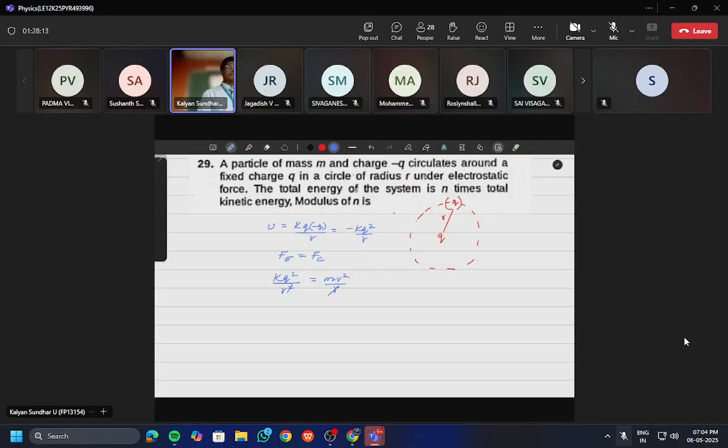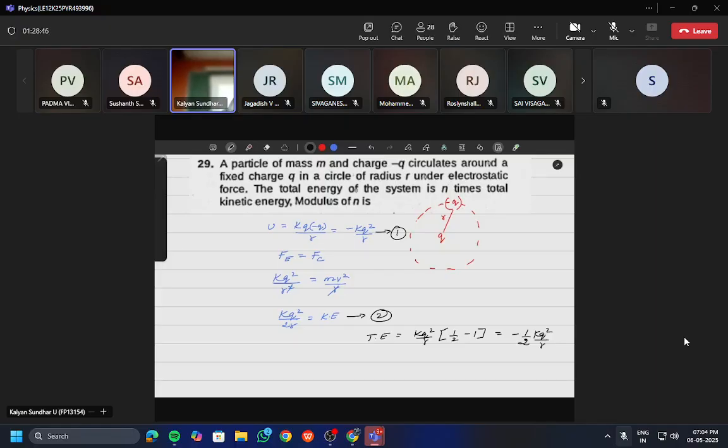We need the kinetic energy. We already have MV square, so multiplied and divided by 2. So you will get KQ square by 2R will be equal to your kinetic energy. So this is your potential energy, and this is your kinetic energy. Now total energy will be KQ square by R, taking common, 1 by 2 minus 1, which will be equal to minus half KQ square by R. Correct? So this is your total energy.